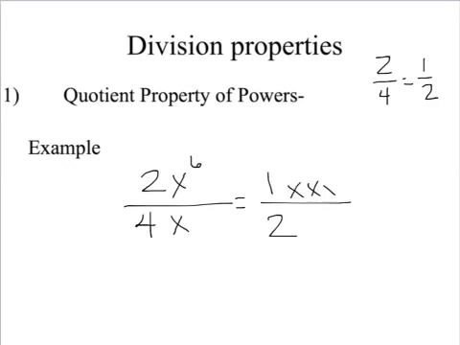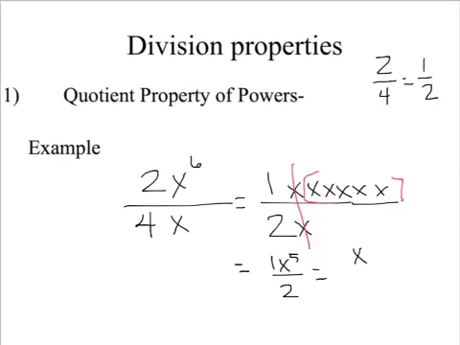So if you expand it, 2, 3, 4, 5, 6, you end up with 6 x's over 1 x. This pair of x's cancels out, and you are left with 5 x's in the numerator. So you end up with this 1x to the 5th over 2. The 2 is still in the denominator, but you need to be careful. You really don't need that coefficient of 1, so it's just x to the 5th over 2.